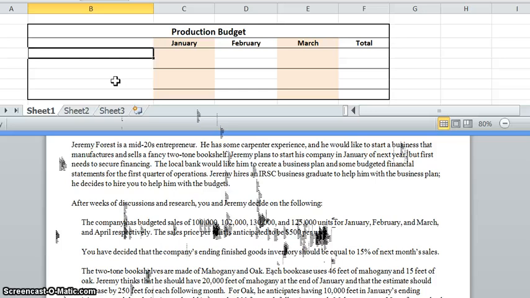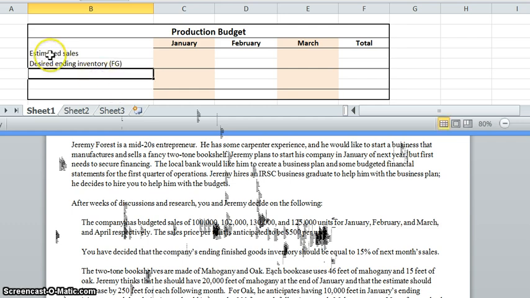So the first thing we want to do is to find our estimated sales. And again, this is estimated sales in units. There's no monetary information here on the production budget. Then we also want to know, not only do we want to sell this many units, but also what is our desired ending inventory? And again, we are talking about finished goods here.